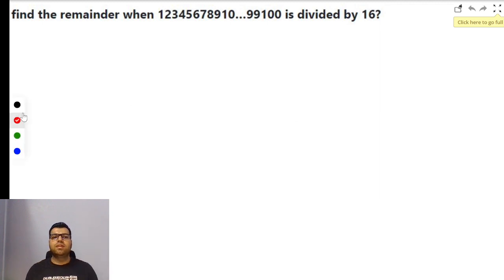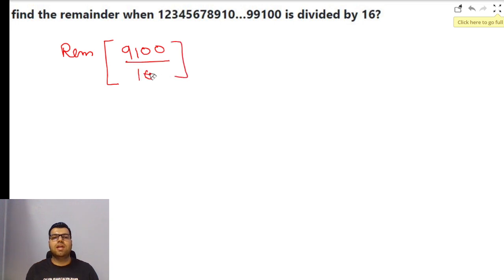So here, divisibility with 16. By the rule, instead of taking the complete number, we will just take the last four digits and see their remainder with 16. Why is this happening? Because 16 is 2 raised to power 4. That is why we are taking the last four digits only. So quickly, students, now the remainder of 9100 with 16.